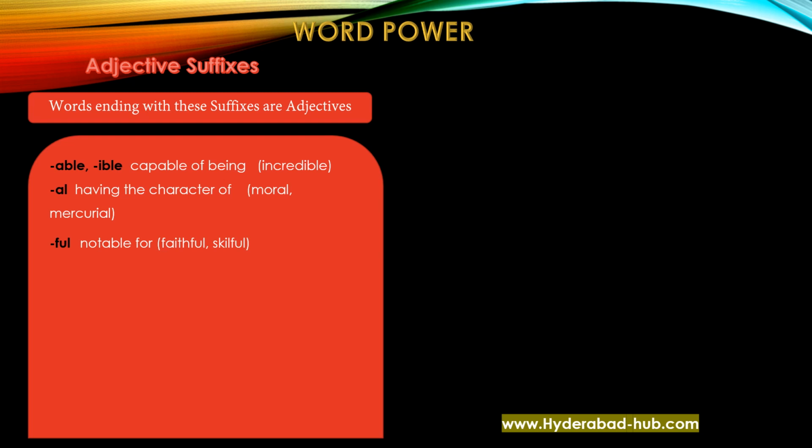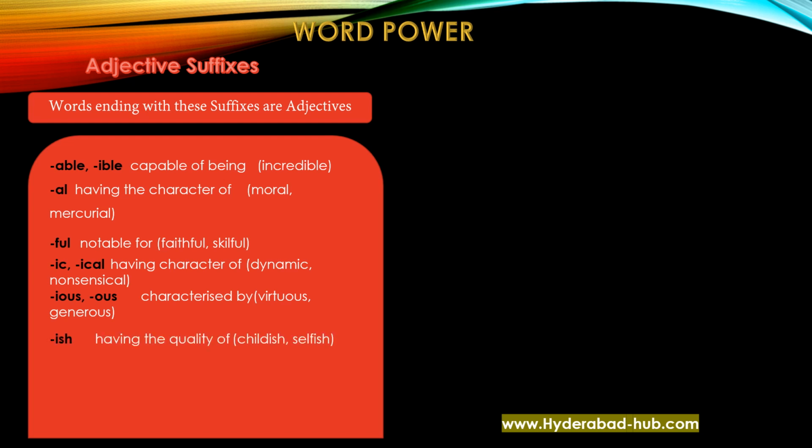ICAL. Meaning having character of. Example: dynamic, nonsensical. IOUS, OUS. Meaning characterized by. Example: virtuous, generous. ISH. Meaning having the quality of. Example: childish, selfish.